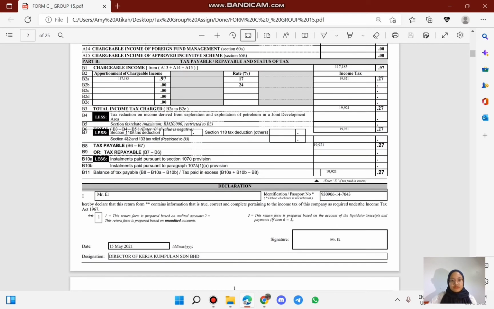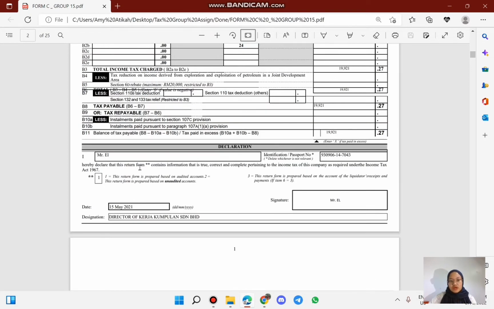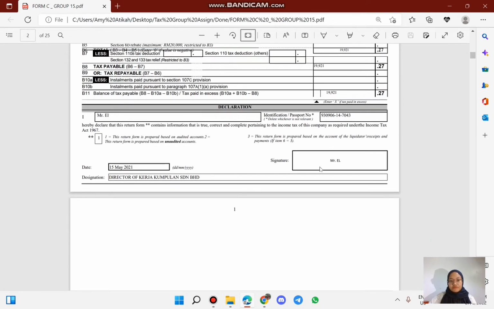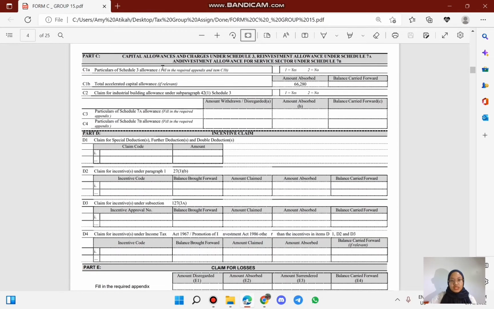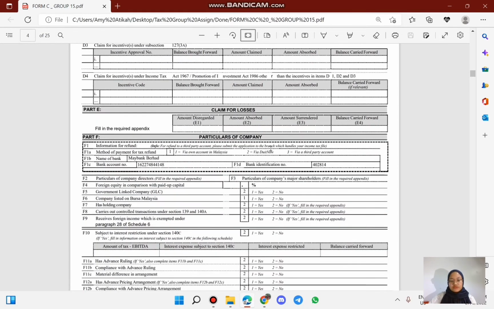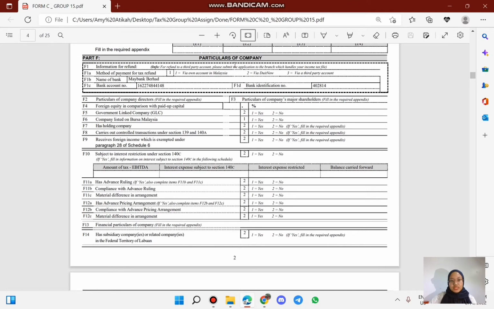Okay, as for the total, we get the same amount, and the balance of tax payable, we get the same amount also. Here is the declaration from Mr. L, which declares that this written form contains information that is true, correct, and complete pertaining to the income tax for this company. Here are the capital allowances, but we don't have any, so we don't need to fill in. And here are the particulars of the company.